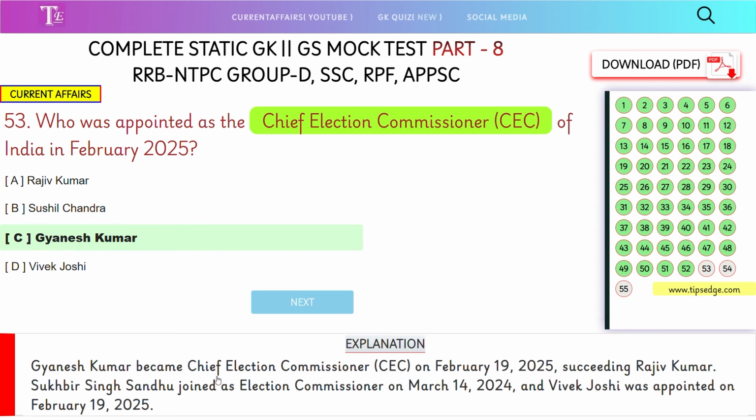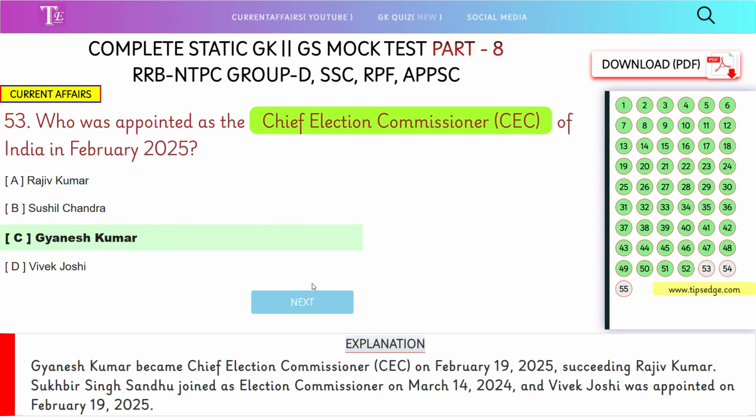Gyanesh Kumar became Chief Election Commissioner (CEC) on February 19, 2025 by succeeding Rajiv Kumar. Sukhbir Singh Sandhu joined as Election Commissioner on March 14, 2024 and Vivek Joshi was appointed as Election Commissioner on February 19, 2025.